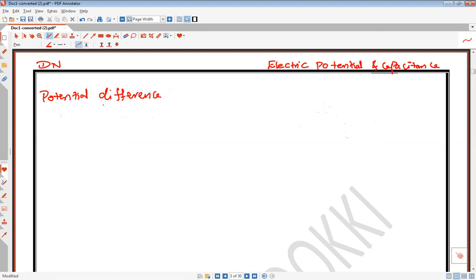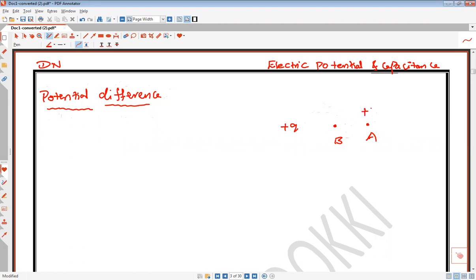See, potential difference is always defined between any 2 points in the electric field. Suppose this is a source charge. This source charge, as we know, produces an electric field around it, and let A and B be the 2 points in the electric field. We know that the electric field produced by the source charge extends up to infinity. A and B are the 2 points present in the electric field.